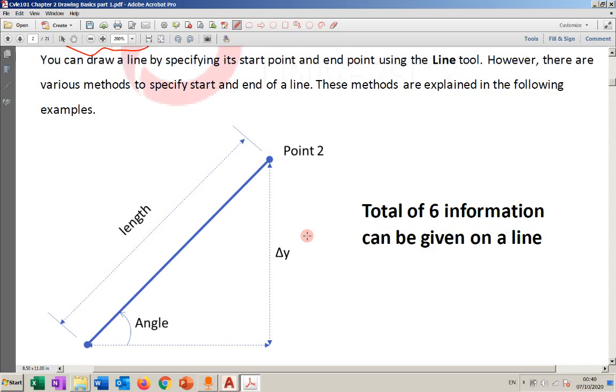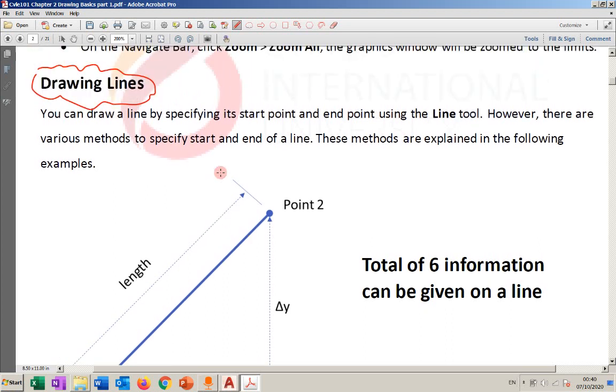Any object for drawing, I'll explain in this way. First, the information, explained in detail. Then the methods in AutoCAD, how many methods we have. For each method, what do we need? Then we're going to go to AutoCAD, practice it together, and see what the difficulties, advantages and disadvantages of each of the methods are. Now, for this video, I'm going to start with drawing lines.